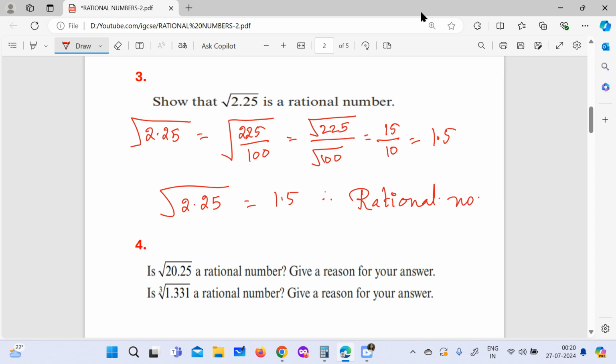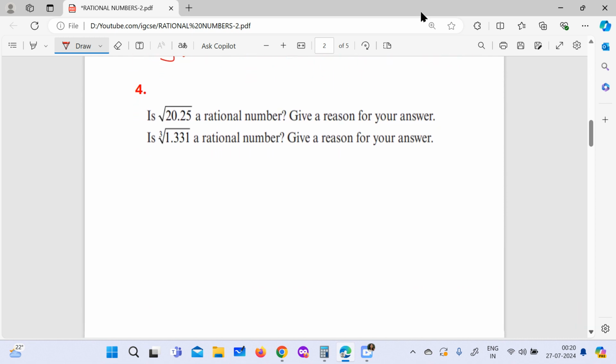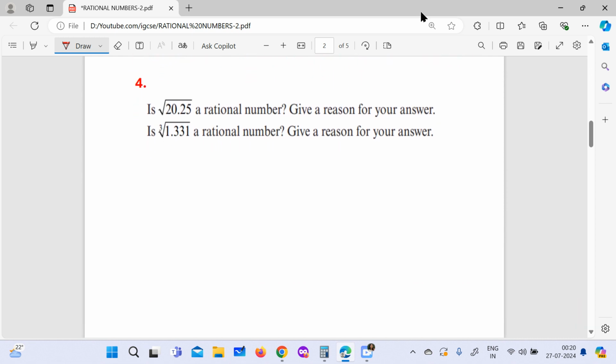So this is not a whole number, but this is a terminating decimal we are getting. So this is a rational number. Now look at this question. Is square root of 20.25 a rational number? Give a reason for your answer. So let's see how to work on it.